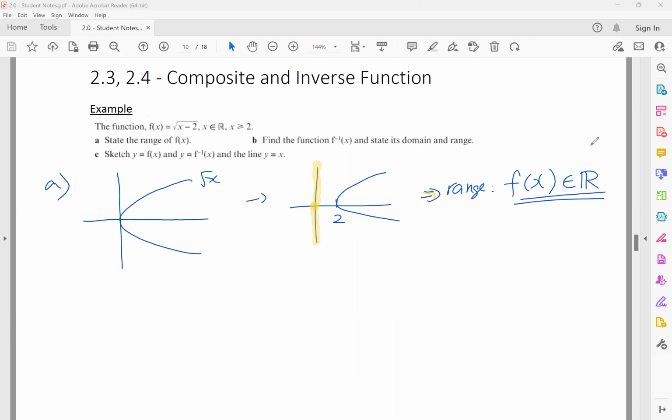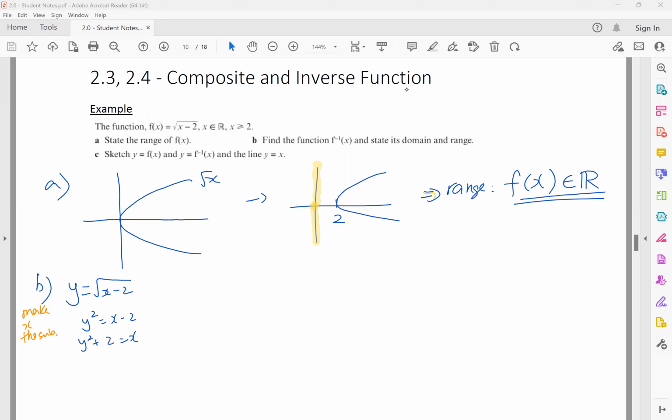Part B. Find the inverse function first. To find the inverse function, we make y equals the square root of x minus 2, and then we try to make x the subject. So y squared equals x minus 2, so y squared plus 2 equals x. So that's the first step.